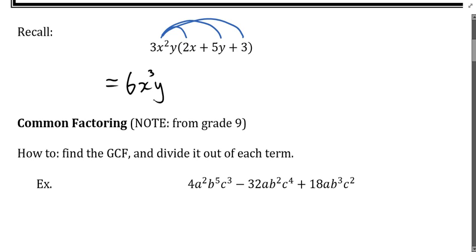3x squared y times 5y, so 3 times 5 is 15. X squared, the 5y has no x term, so it just stays x squared. And y times y, add the exponents. 1 and 1 is 2, so y squared. Last one, 3x squared y times 3 is plus 9, and there is no variable part, so it just stays the same.